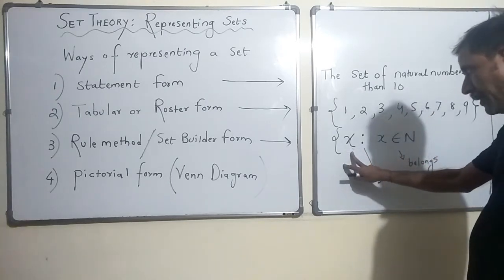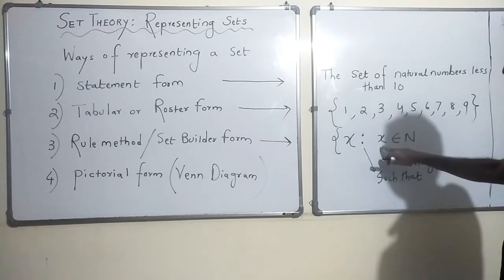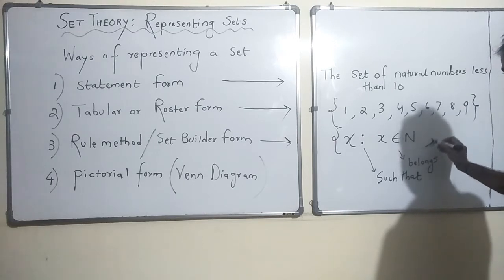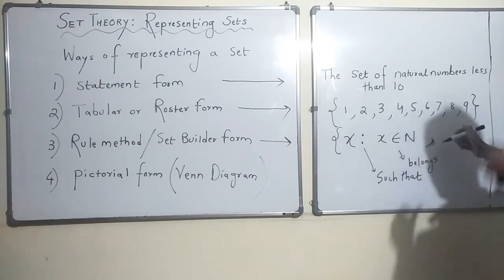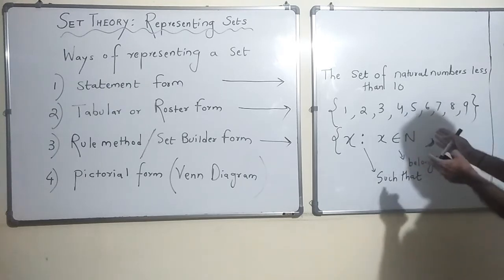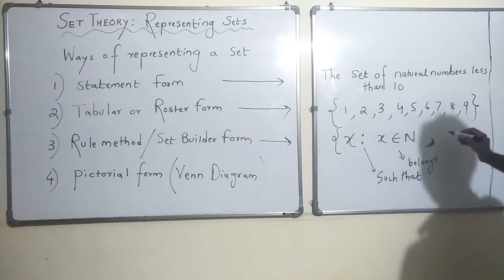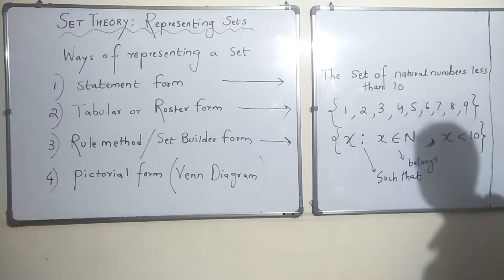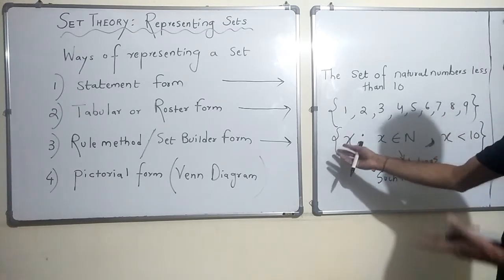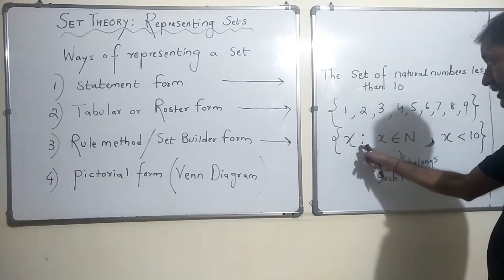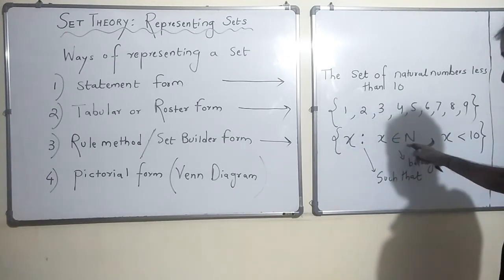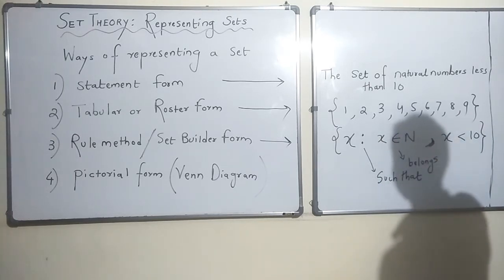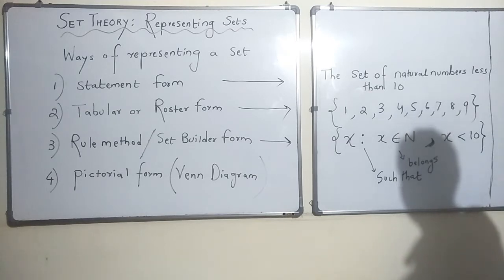So it is a set of x such that x belongs to natural numbers, and the comma denotes an 'and' here, okay, and x is less than 10, right? Does it make sense? So it's a set of x such that x is a natural number or x belongs to the set of natural numbers, and x is less than 10, okay.